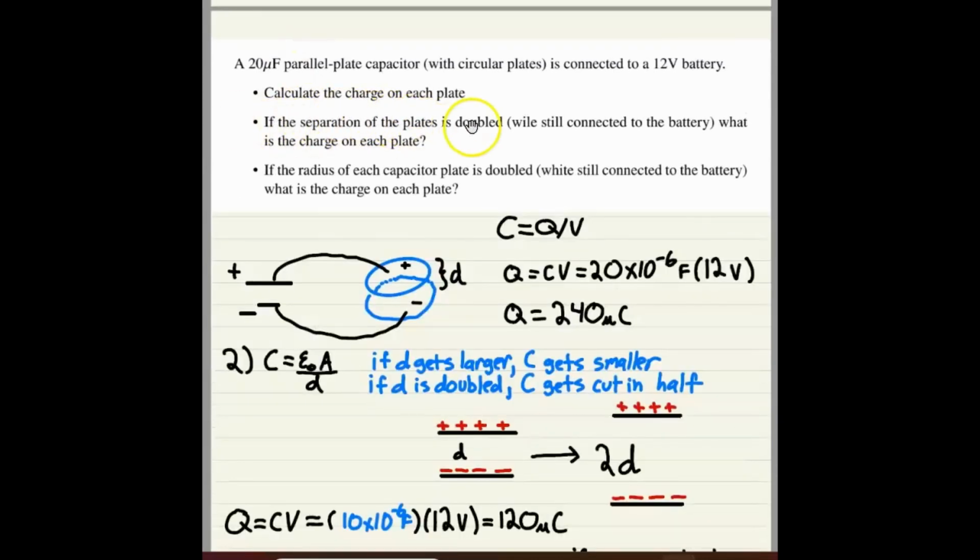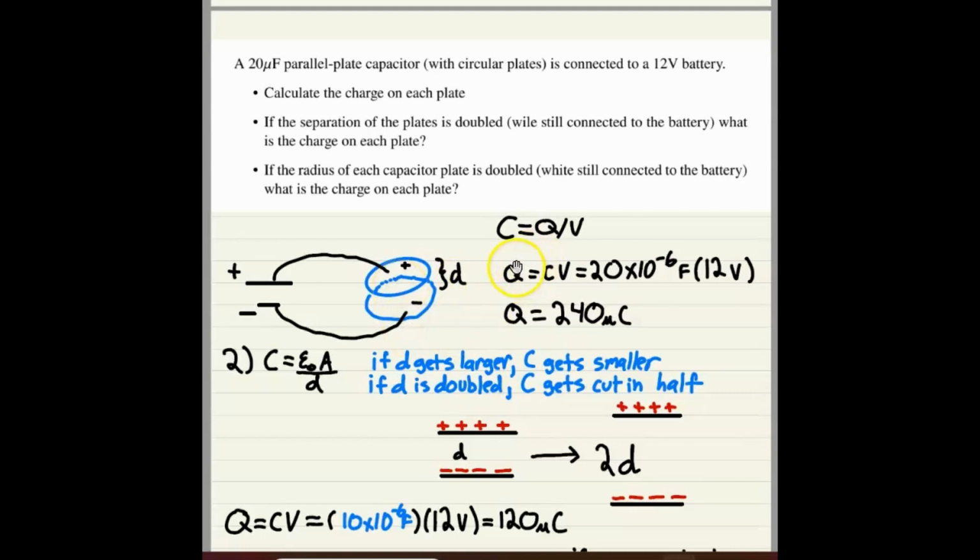Part 1 says calculate the charge on each plate. Here's a picture of the problem. There's a 12-volt battery. It's connected to a capacitor. The capacitor is 2 circular plates separated by some distance d. This is the positive plate and the negative plate. I spent all afternoon drawing this picture. I'm quite sure it's the most beautiful thing you've seen all day. The question is, how much charge is on this plate?